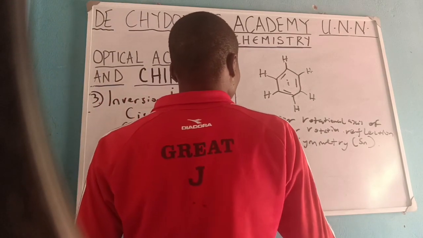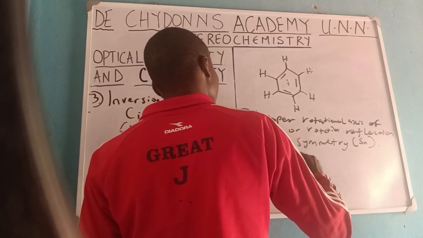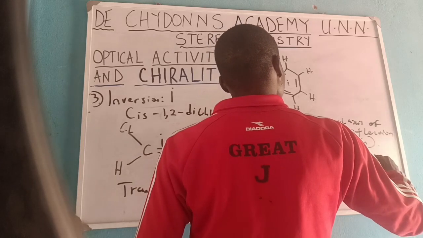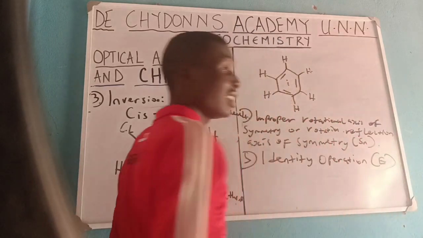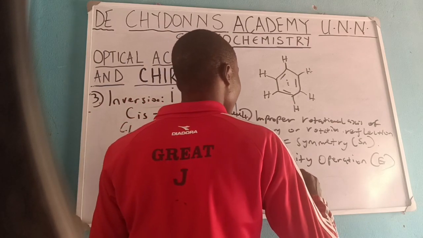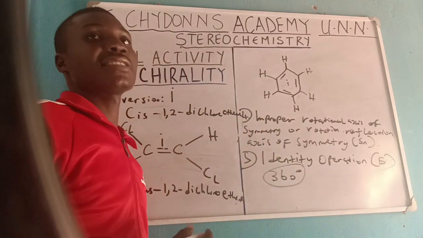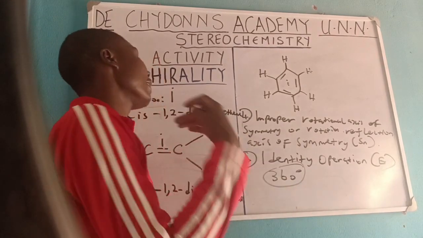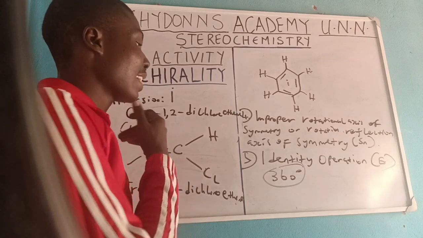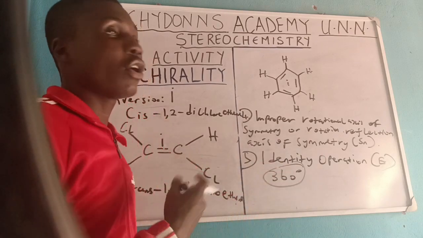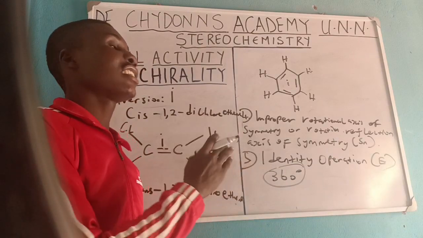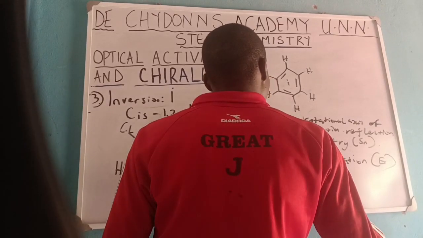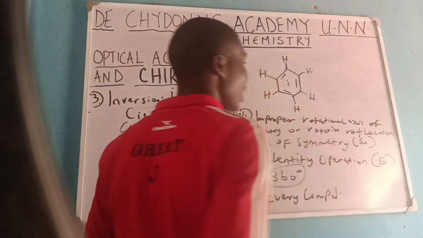Now the fifth one, which is very simple, is the identity operation. The identity operation is represented as E, and what it simply means is that you are rotating the image by 360 degrees. If you rotate something by 360 degrees, automatically it will get back to where it started from. So identity operation will definitely give you the same image of that particular object, and it's as good as multiplying the object by 1. So every molecule, every compound has the identity operation.